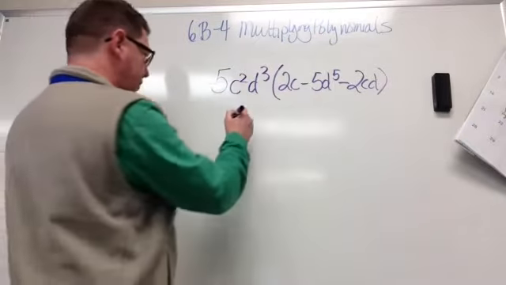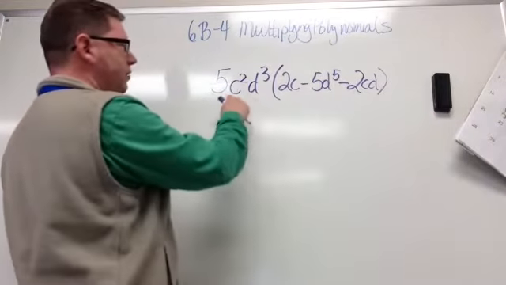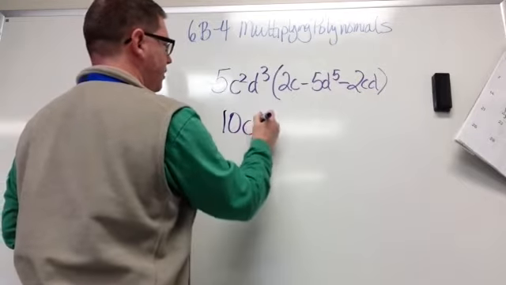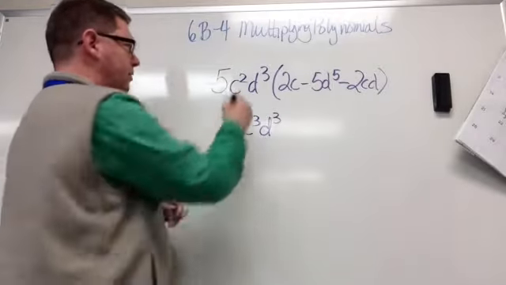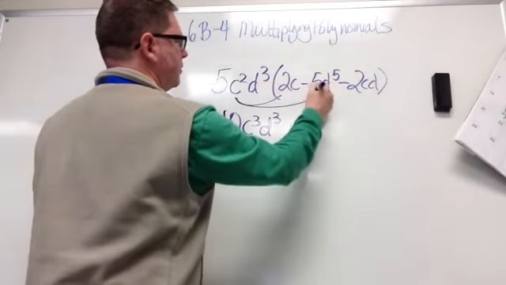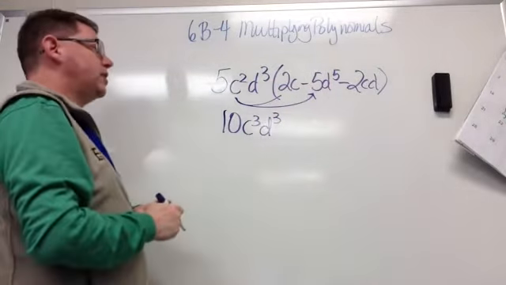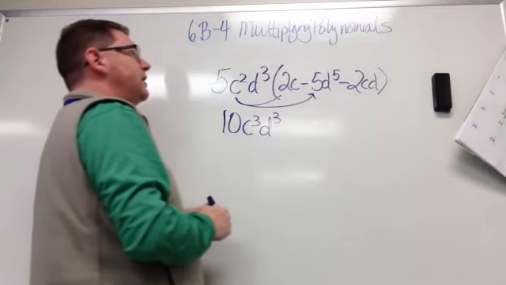5 times 2 is 10. c squared times c is c to the third. And then d to the third is left. Okay? So that was that. And now we're going to do this one. 5c squared d cubed times negative 5d to the fifth.